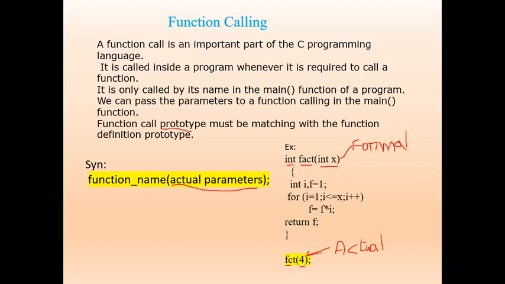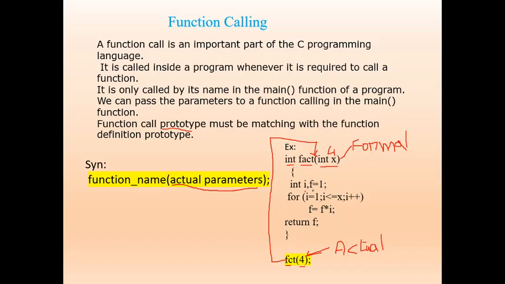Whenever I am calling fact of 4, the control will move to the function definition, and this x is replaced by 4. Physically you have the x variable, but when the function is working, x is replaced by 4. Now you see the logic.